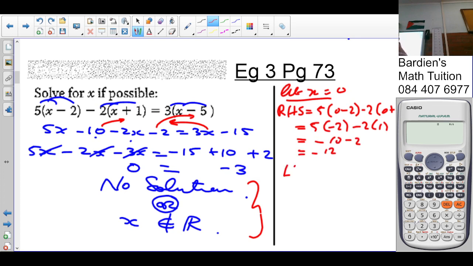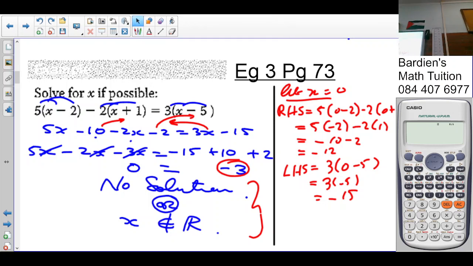Just look at the left hand side. We have 3 into 0 minus 5, which gives you 3 into minus 5. Is the left hand side equal to the right hand side? No, which confirms there's no solution. Which value of x do you think it could have been? Let's go with minus 3. Let's see what happens if it's minus 3. Will the left hand side be equal to the right hand side? Let's check.